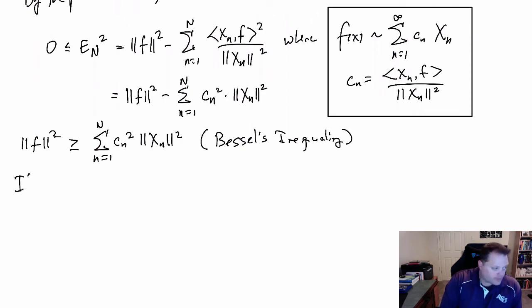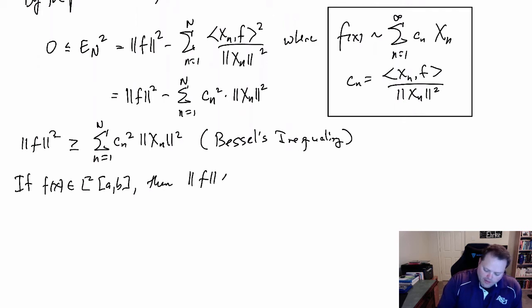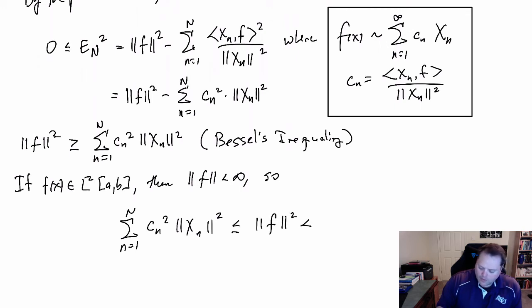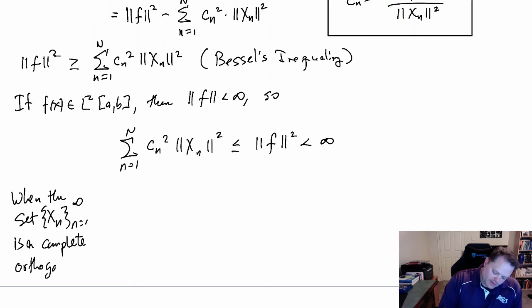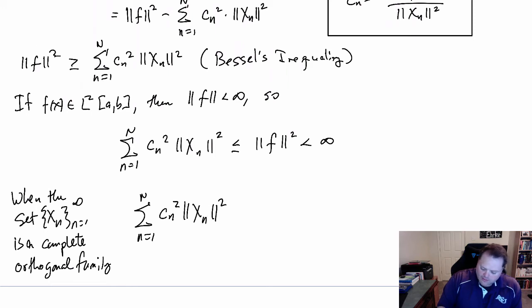If f of x is an L2 function, then we know that the norm of f is less than infinity. So we can actually say this. And when the set Xn is a complete orthogonal family, as is the case with the Fourier series, then it actually turns out, and I'm not going to prove this one, that this is an equality.